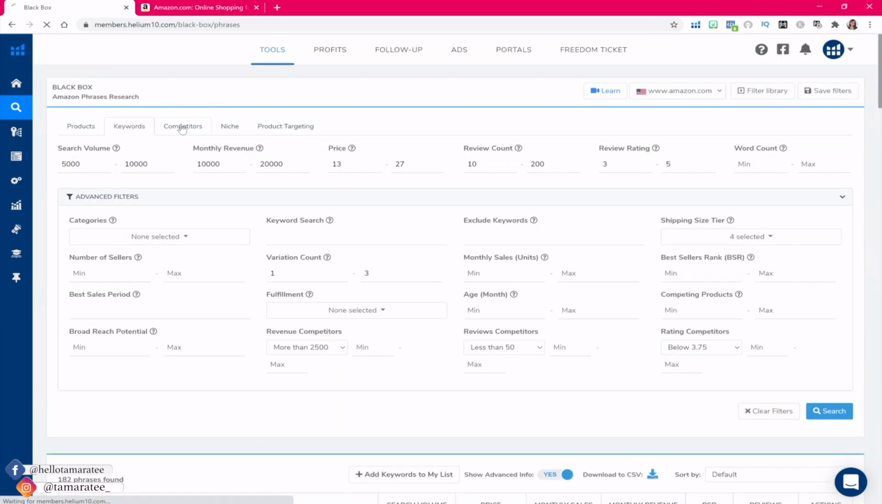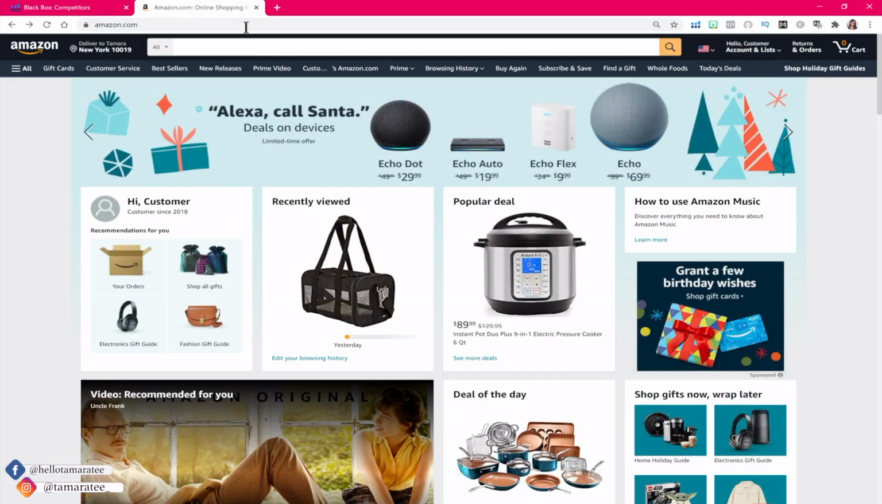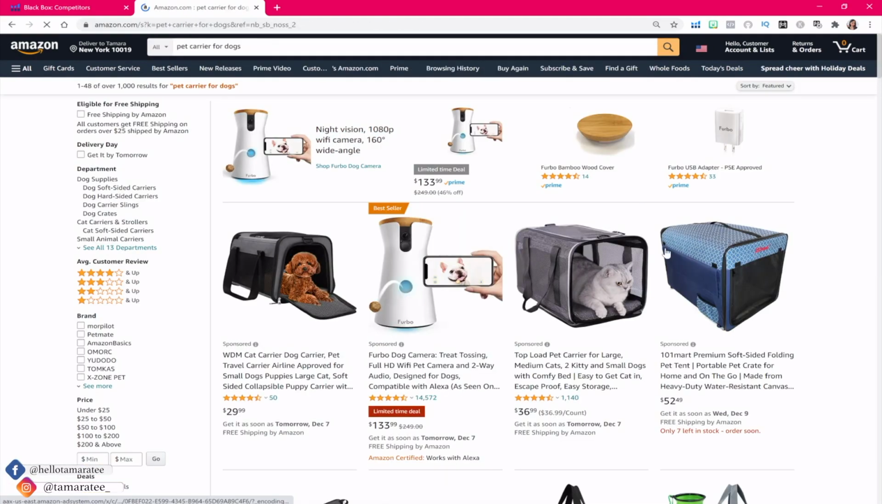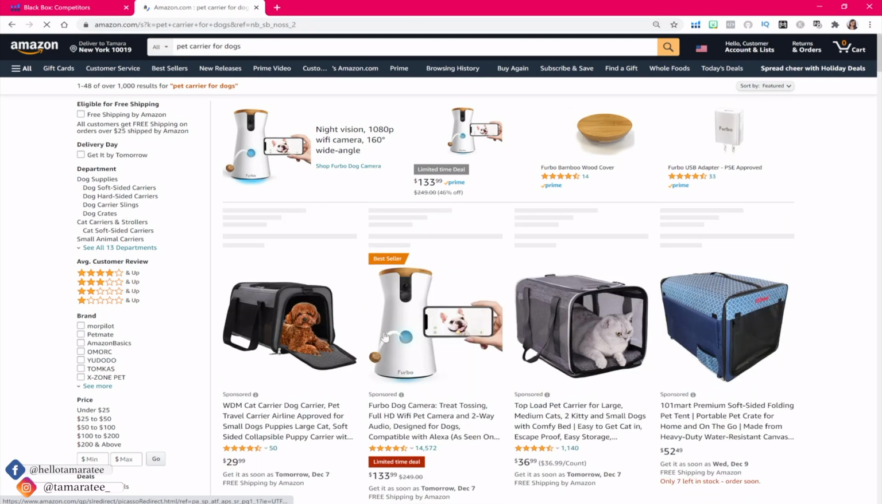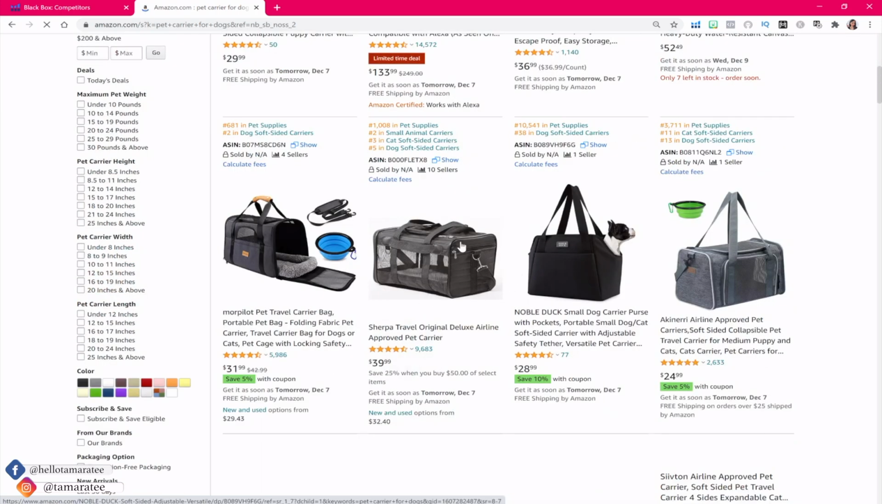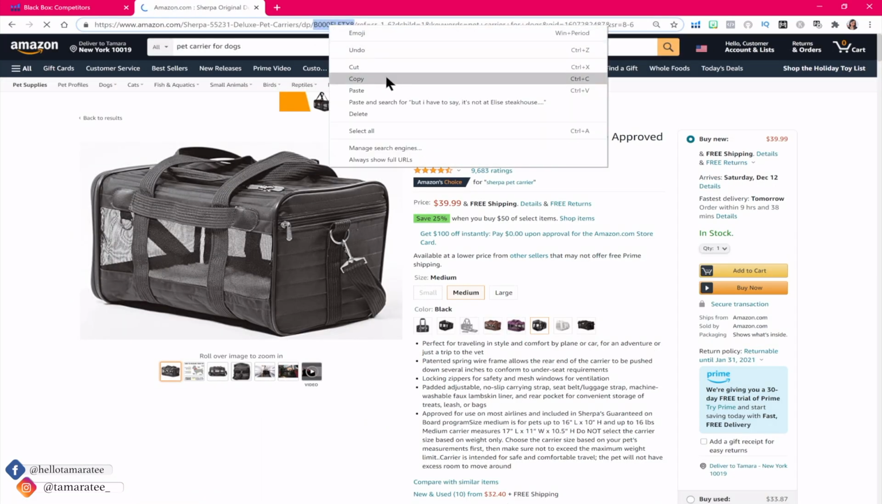Let's look at competitors. So for the competitors tab, you can enter a competitor's ASIN right here, fill in what you have to fill in, and then click search. Let's use an example. Let's look at pet carrier for dogs. And let's just use, oh, that's not a pet carrier. That is a pet camera. Oh, it's the Furbo. I have a few friends that have the Furbo. Let's go down and just pick a pet carrier. Let's use this one. And we are just going to steal this ASIN to use as an example.